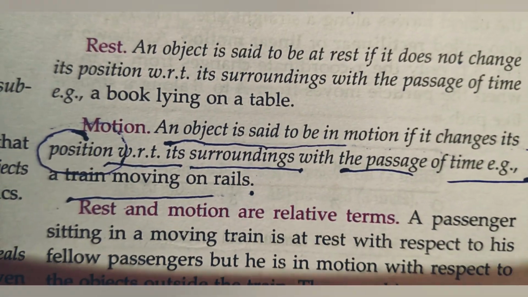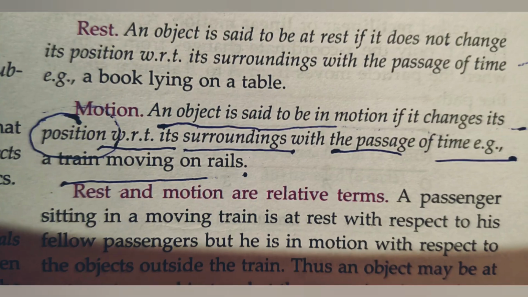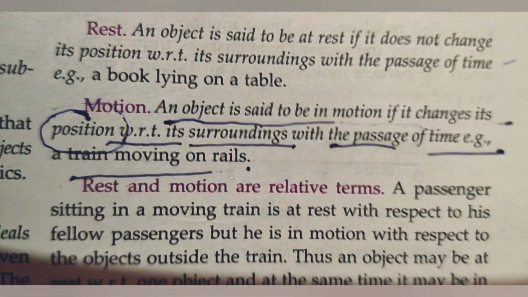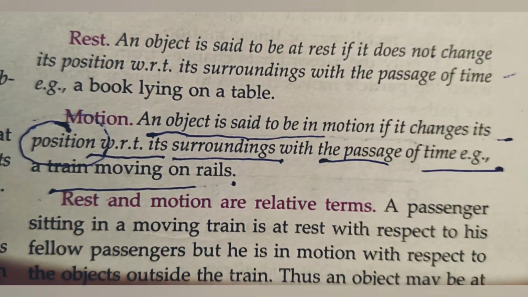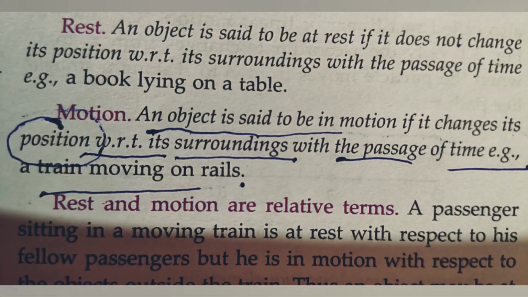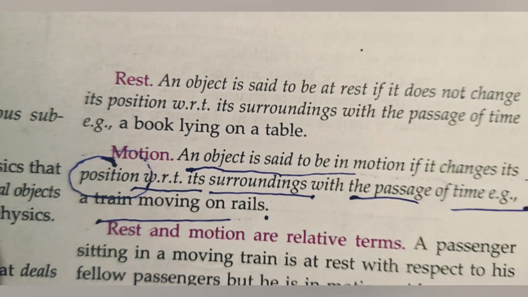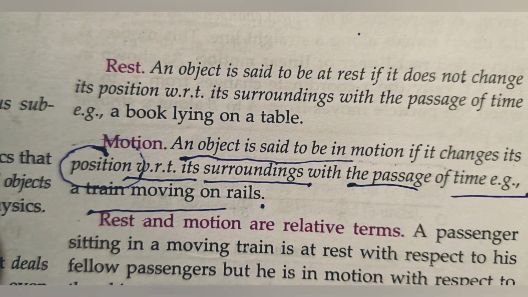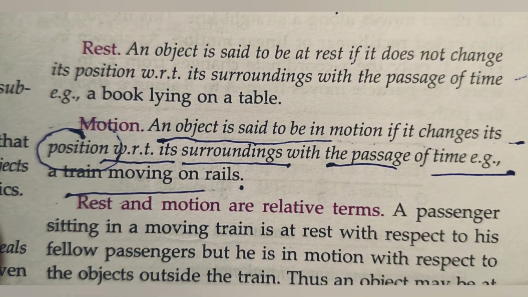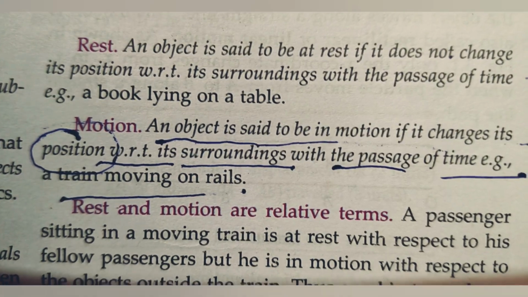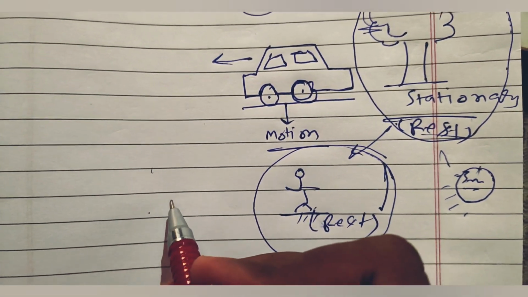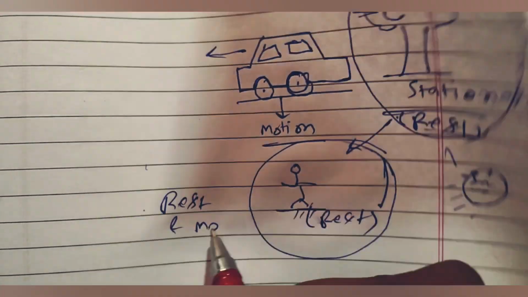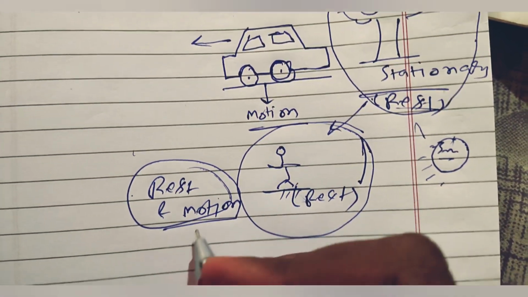Suppose somebody is sitting, with respect to a standing person or a tree or the surroundings, and is not changing position, then we can say they are at rest. But if with respect to the surroundings they are changing their position with the passage of time, then we can say they are in motion.